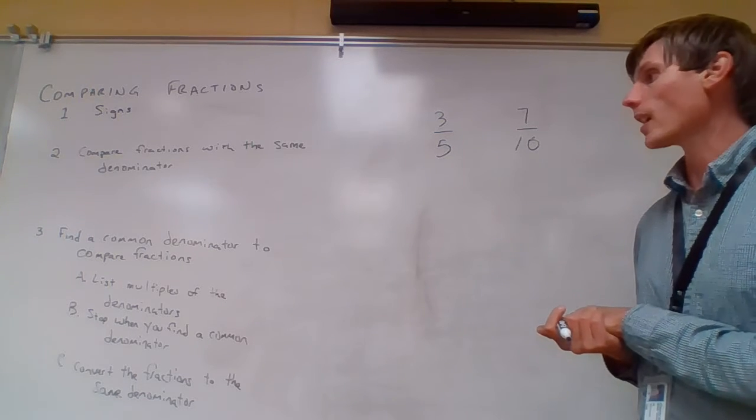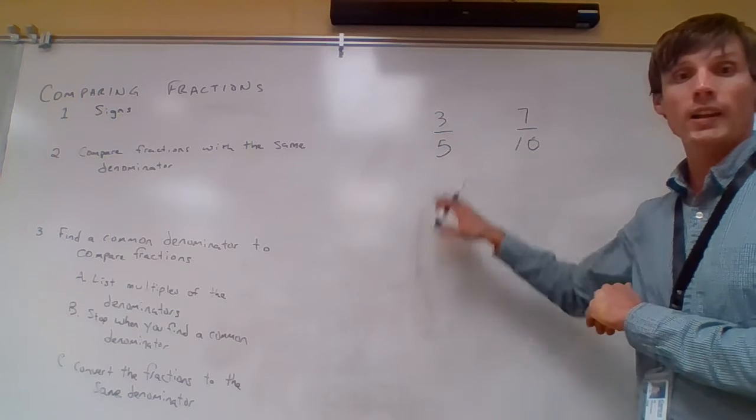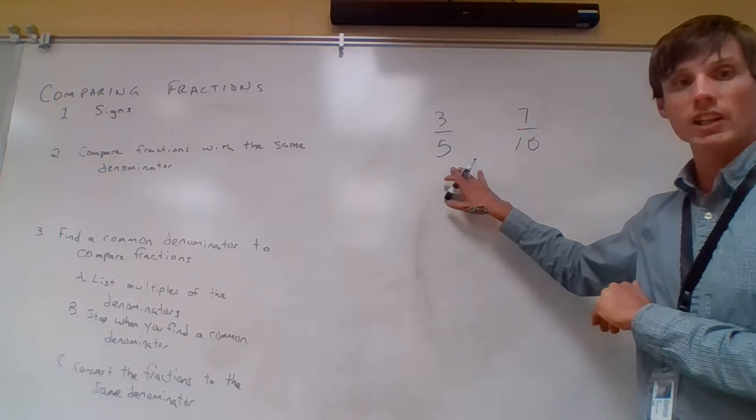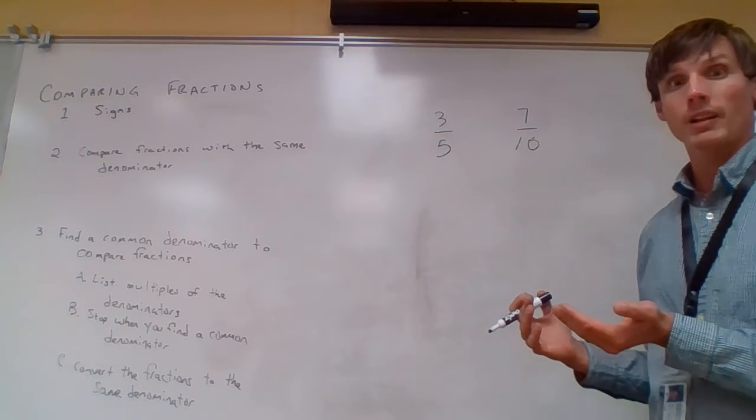How do you find the common denominator of two fractions? The easiest thing to do is to find our multiples. Find the multiples of each of our denominators, and when you find something common, then you find your common denominator, and we'll get there.